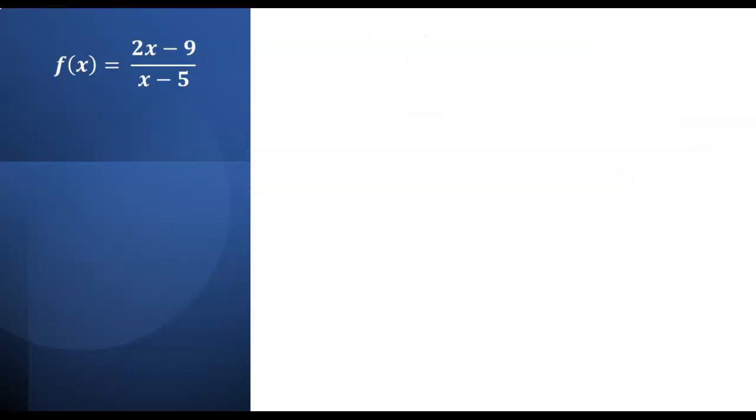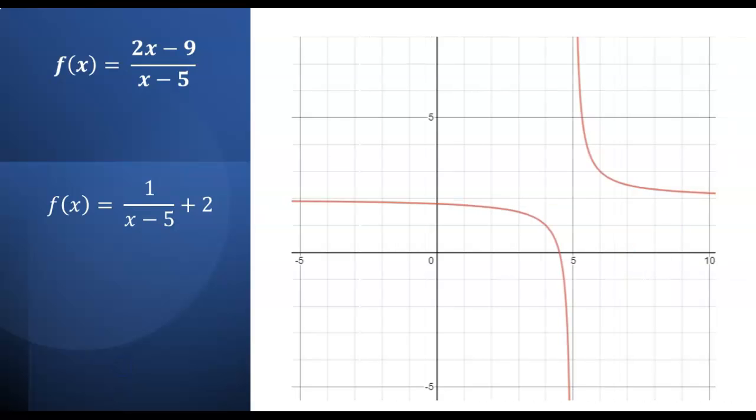Now, sketching the graph of the original rational function, which we can rewrite as f of x equals 1 over (x minus 5) plus 2, we'll have a vertical asymptote at x equals positive 5 and a horizontal asymptote at y equals positive 2.